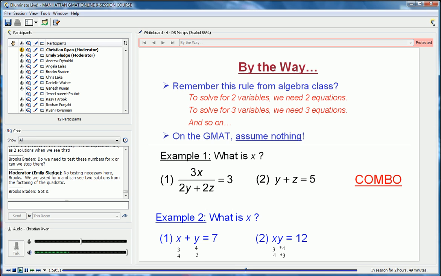What we call a situation like this when we get 2 equations, 2 unknowns, but it's not enough. You could call it a mismatch. You think that you've got enough, but you don't.